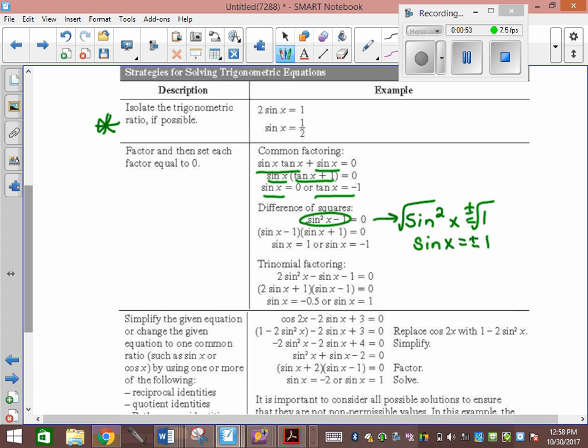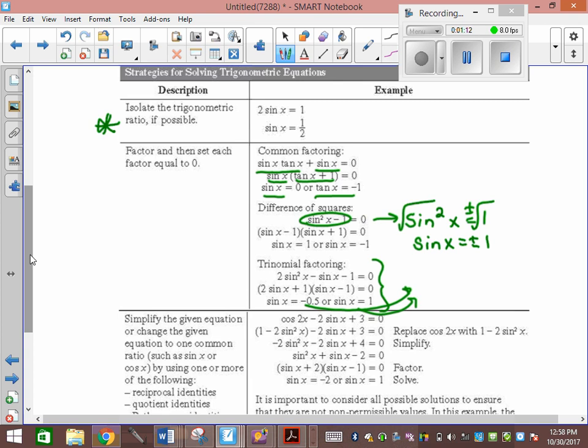The last thing we looked at was trinomial factoring. So we had 2 sine squared x minus sine x minus 1. We replaced them with m's if we wanted to, factored it out, and got our 2 answers. And then remember, you had to actually find out where these occurred. So we weren't done at this point.